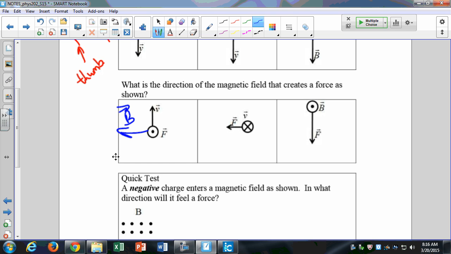If you're not getting this yet, don't sweat it. We'll do this on the concept test to give you a little more practice. But you will see some multiple choice questions, maybe even a free-response question that has to do with this.